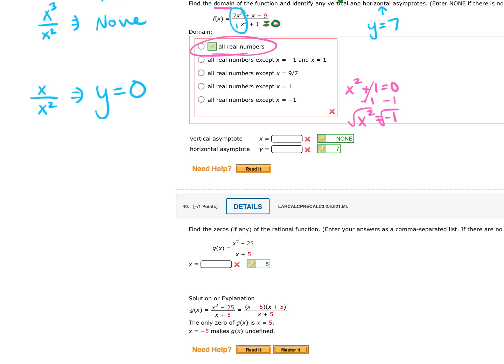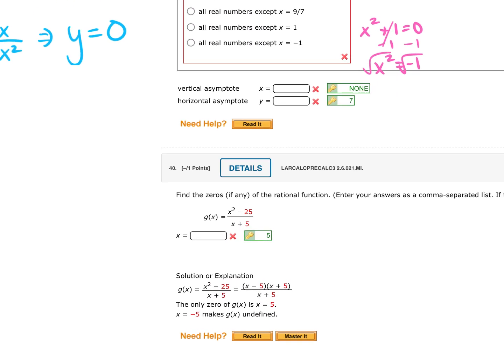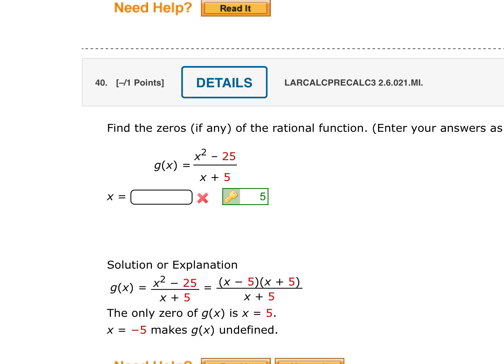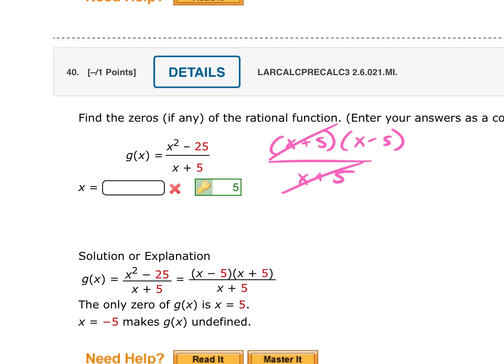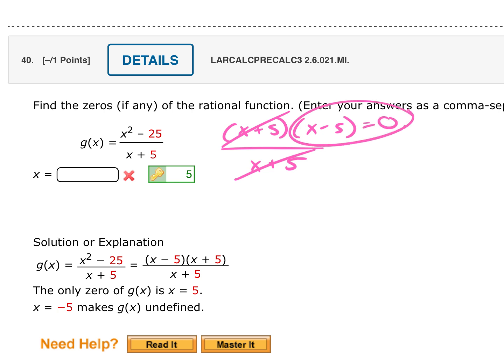For number 40, it says find the zeros. How would we find the zeros? First, let's factor our numerator. So our numerator factors into x plus 5, x minus 5, over x plus 5. So those would cancel because we have a hole. So our only zero would be x equals 5. It's not -5 also, because -5 would give us undefined here.